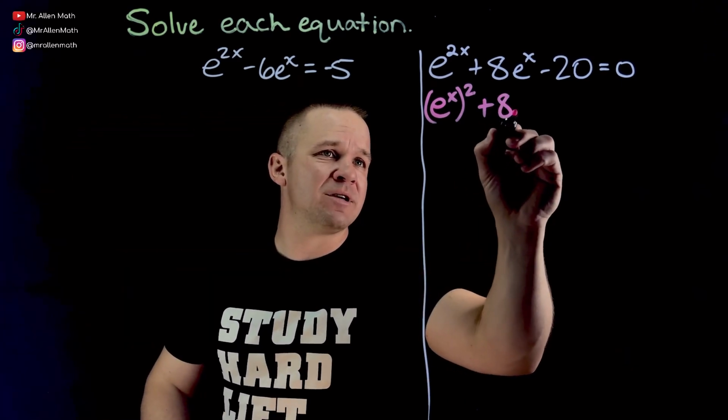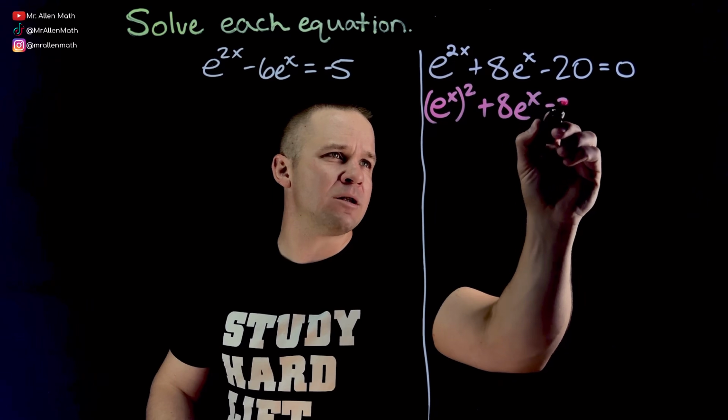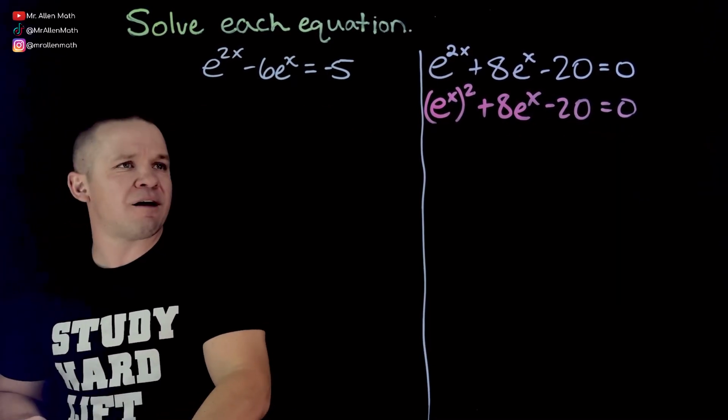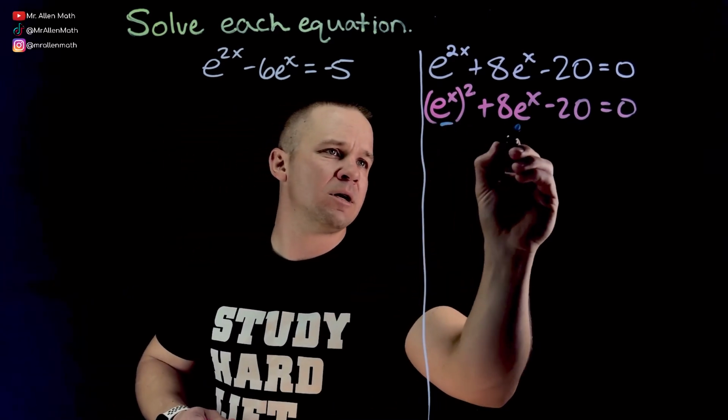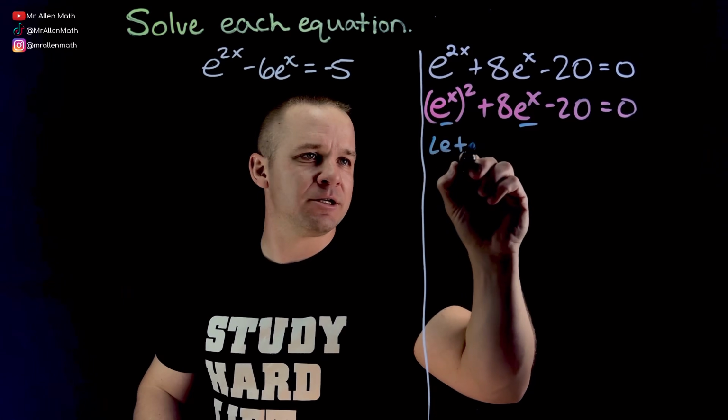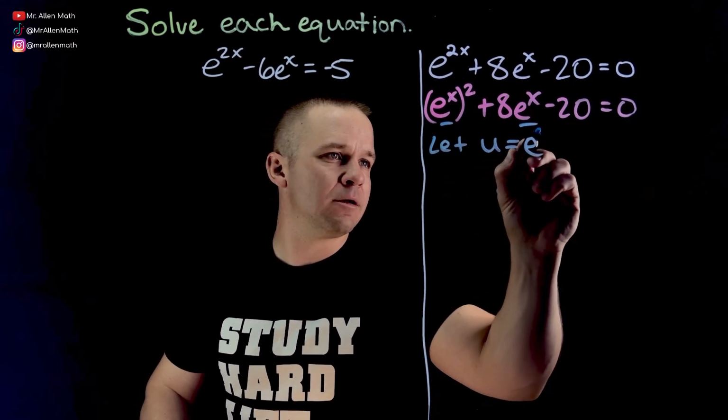So then I have 8e to the x minus 20 equals 0. And notice that I have this e to the x here and e to the x here. Well, what I'm going to say is let u equal e to the x.